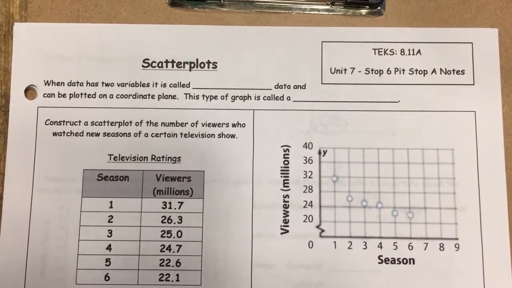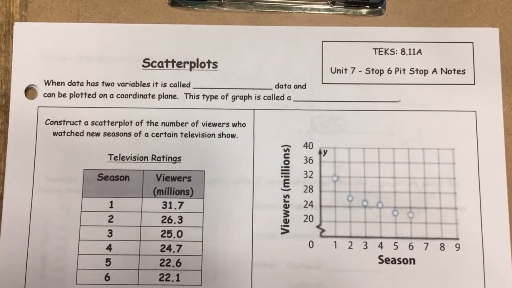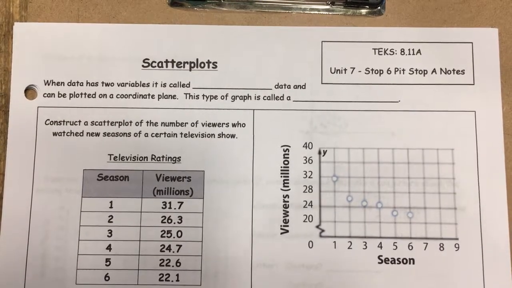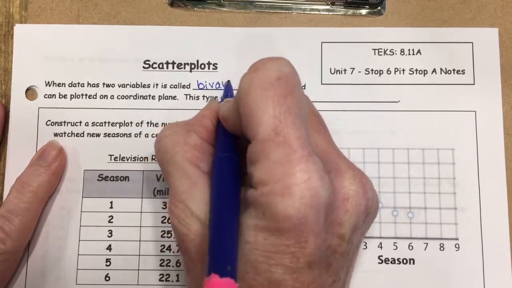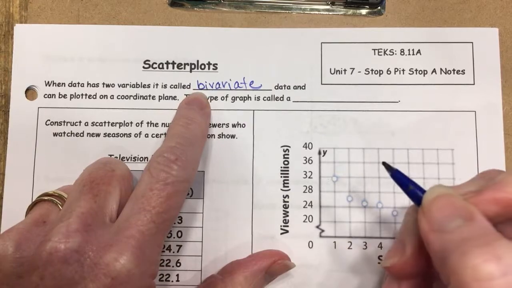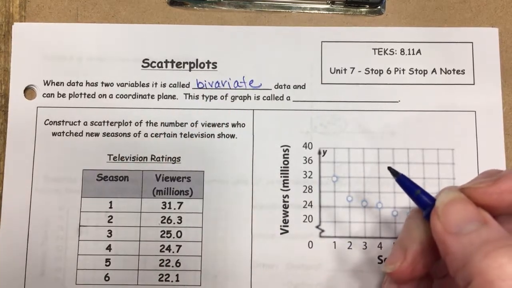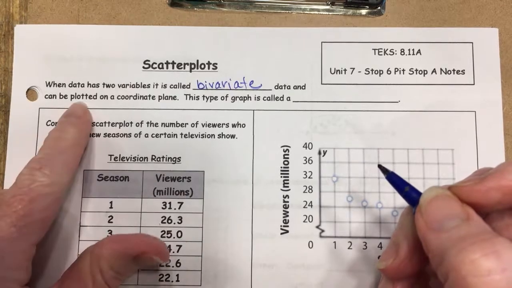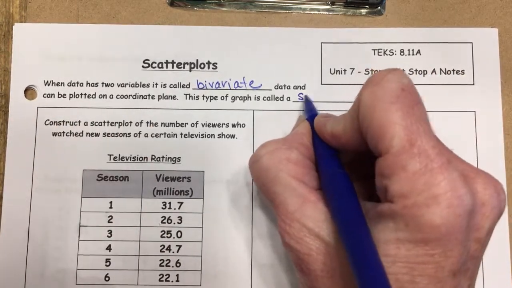So we're going to continue to look at ways we can analyze data, and one way we're going to do that today is by looking at a different type of graph called a scatter plot. When data has two variables, it has a special name. It's called bivariate data, and you can kind of see like bicycle has two wheels, bivariate has two variables, and when that happens, it can be plotted on a coordinate plane. And that type of graph is called a scatter plot.